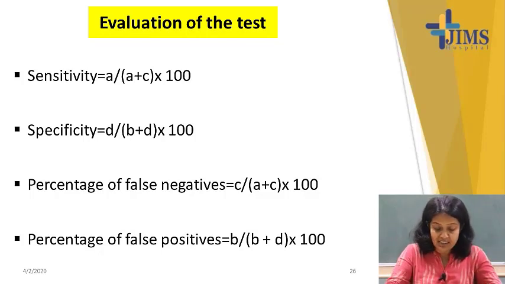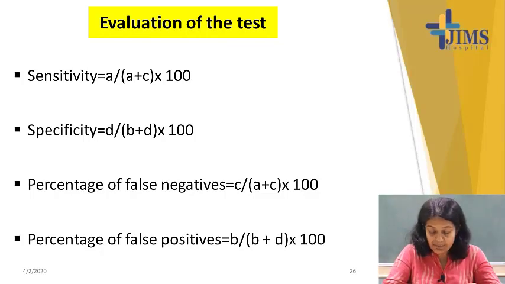Similarly, the specificity is D by B plus D. That is the true negative divided by true negative plus false positive. That is the disease absent. I have already told that the false positive, that is falsely positive, may be truly negative. That is the disease absent. This is here the denominator.